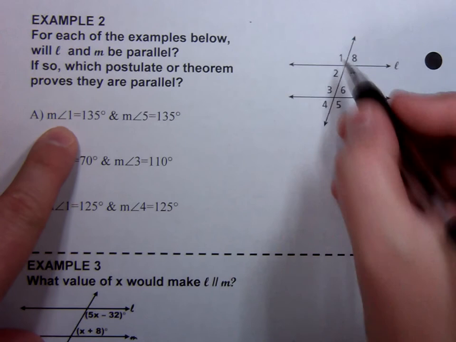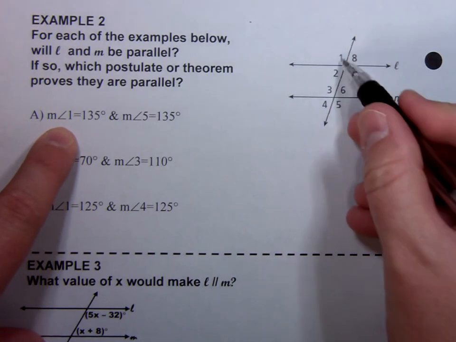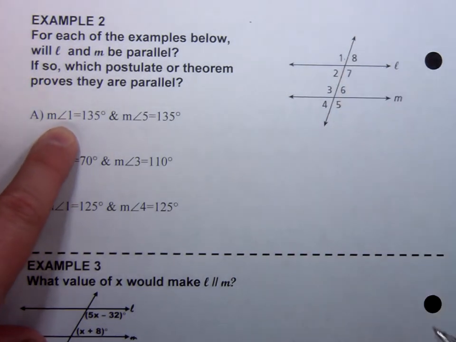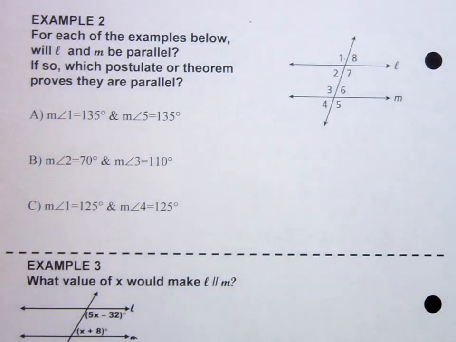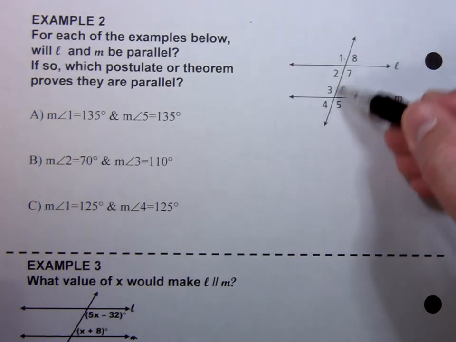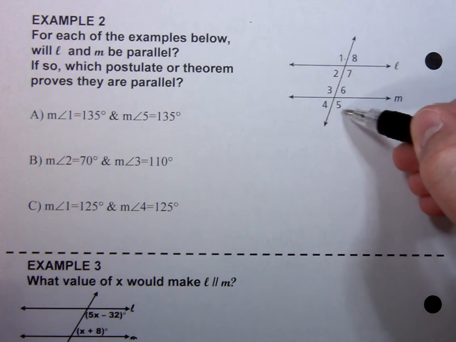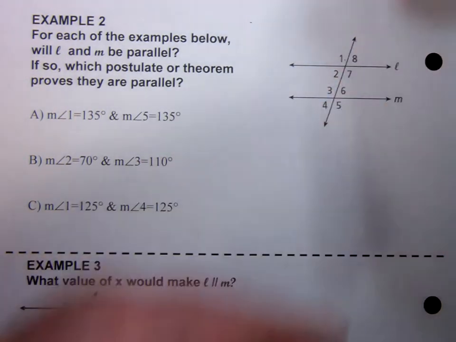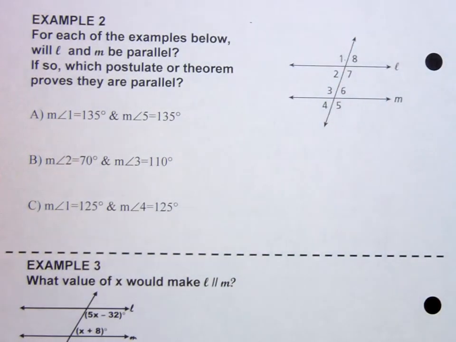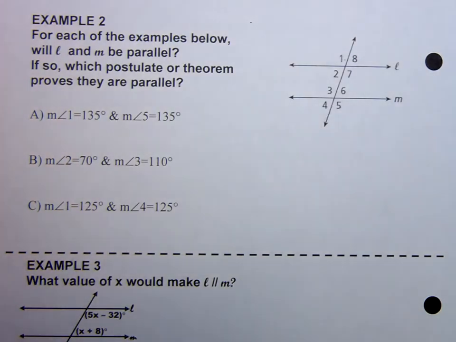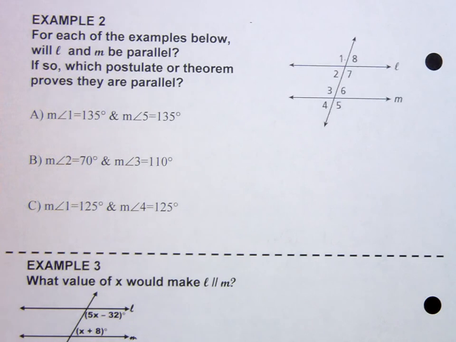Angle 1 and angle 5. What angle pair relationship is that? Those are alternate exterior angles. They're on different sides of the transversal. One's to the left, 5's to the right. And they're outside the lines. Alternate exterior angles. And if you remember from the front page of the notes, alternate exterior angles have to be congruent for the lines to be parallel.